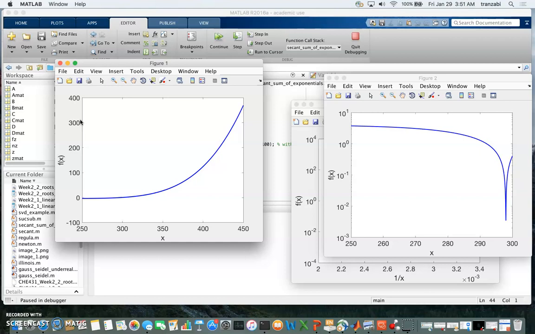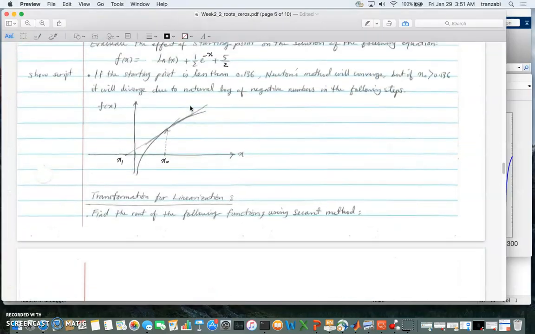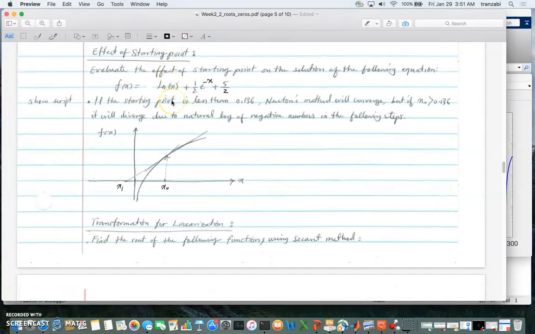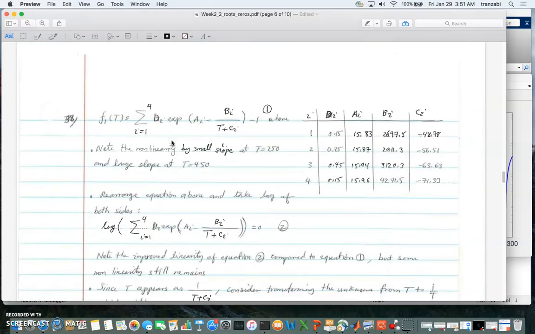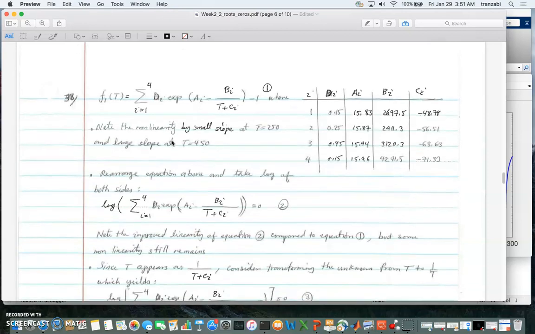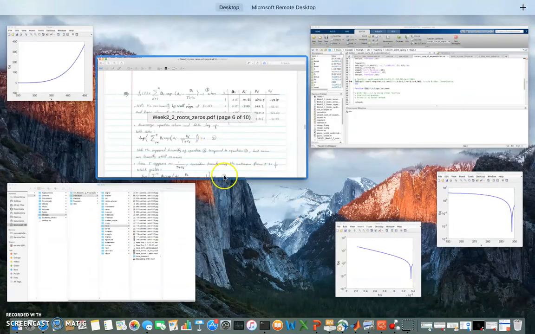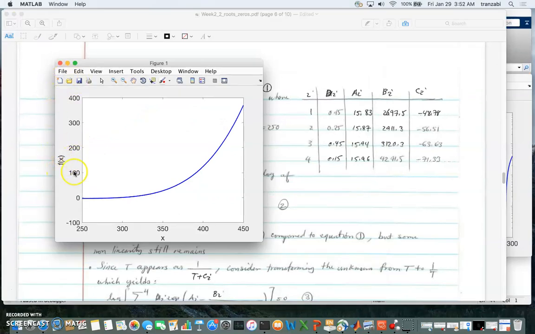Nonlinearity causes Newton's method to diverge, because the initial guess can lead to numbers like that when we talk about log of x, and it basically becomes undefined. Because of that, it's always good to linearize a problem. Linearization should make the range of variation smaller. In this case, my f varies from 0 to 400 and x varies from 250 to 450. So linearization should change these ranges.